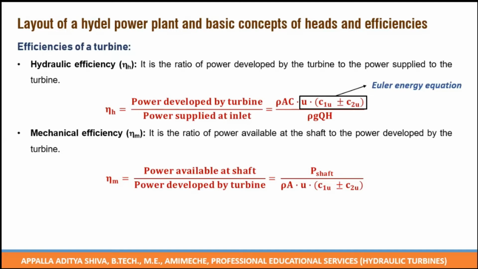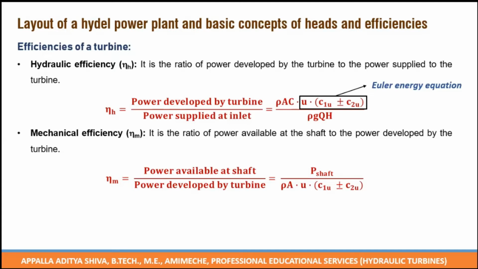Therefore, it is the ratio of the power available at the shaft of the turbine to the power developed by the turbine. The power available at the shaft is measured by the dynamo. It has to take into account braking and other mechanical losses during transmission. Therefore, all the power that is developed by the turbine is not available at the shaft. So we'll have some sort of mechanical losses coming into it. This is called mechanical efficiency.